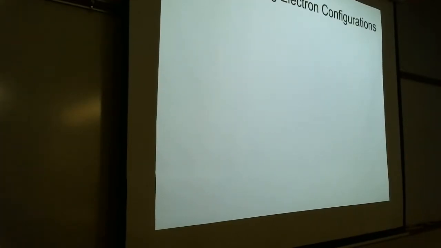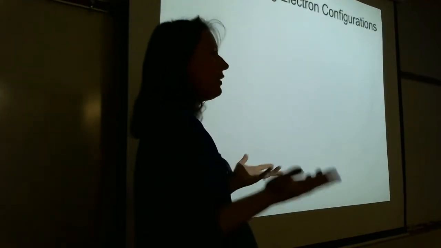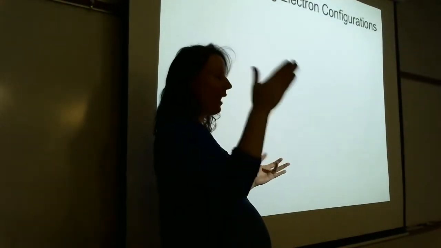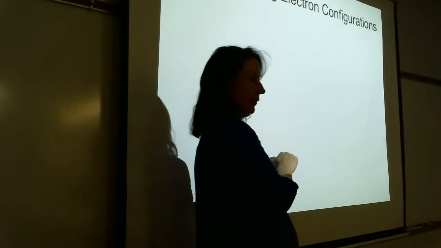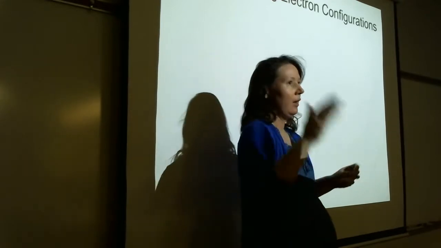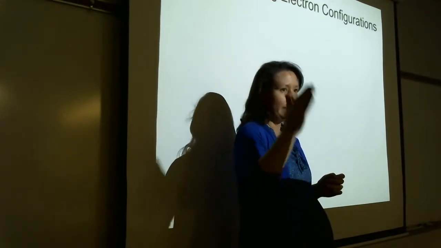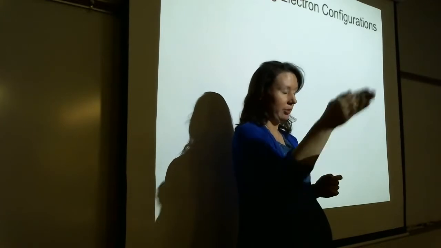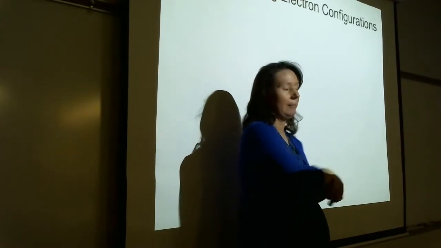Okay, so we're going to write electron configurations. What is an electron configuration? An electron configuration is basically just a list of the locations of all the electrons in your atom, or at least the general locations, right? If we're talking about manganese, it's 25. Some electrons are here, some electrons are here, some here, here, here, here, here, right?